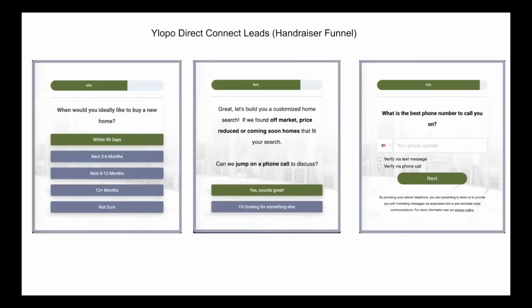Same thing for registering as someone who's interested in talking to you as a home searcher prospect. If a consumer says that they're looking ideally to buy a home within 90 days or 3 to 6 months, we say, great, let's build you a customized home search. Can we jump on a phone call to connect? Yes, sounds great. At that point, we capture the phone number. Key here is we verify their contact information via text message or phone call, right?